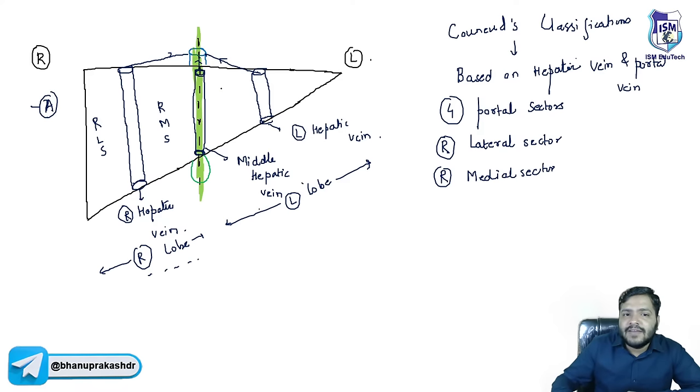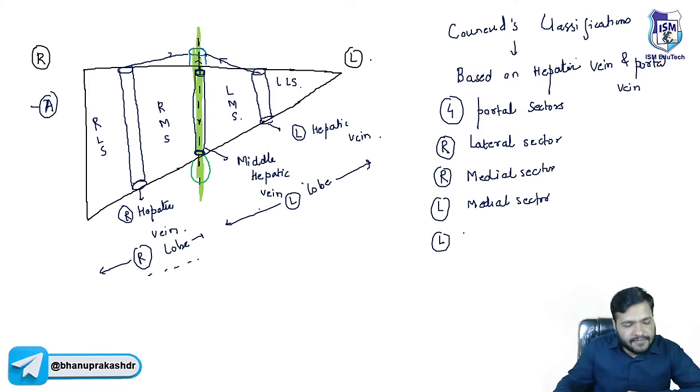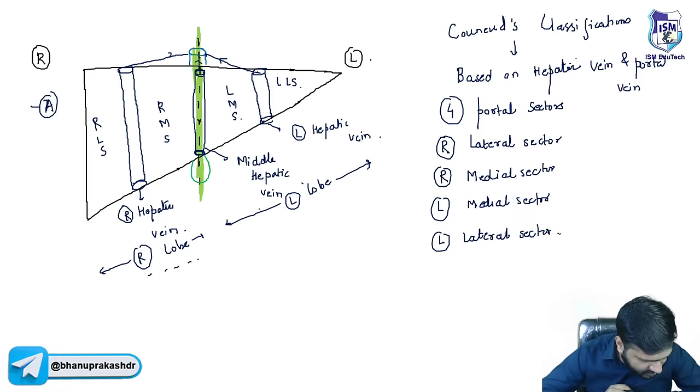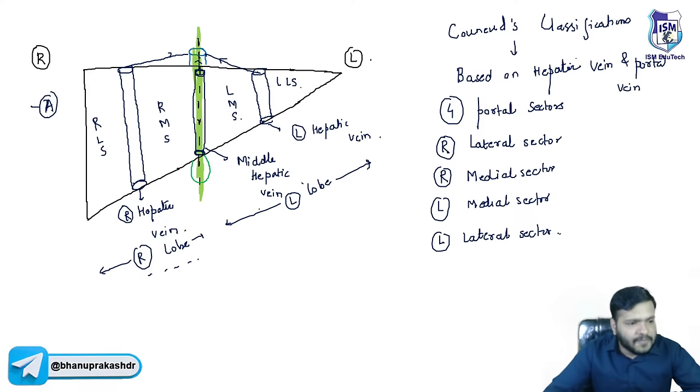And the left side, beta, you know it is near the midline, so it will be the left medial sector and the left lateral sector. Yes, so we have the left medial sector and we have the left lateral sector. Okay, this much is clear to everyone. Very good.